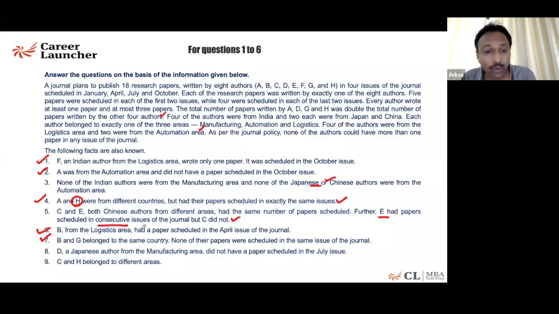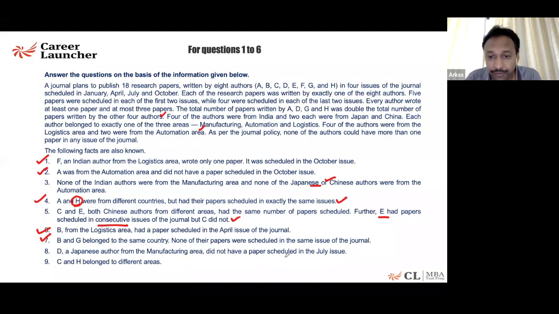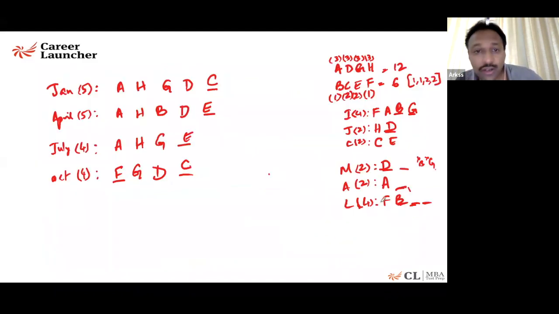Wait, what else is required? D is the Japanese author, that is done. And I will schedule, this is done. B and G belong to this. C and H belong to different areas.